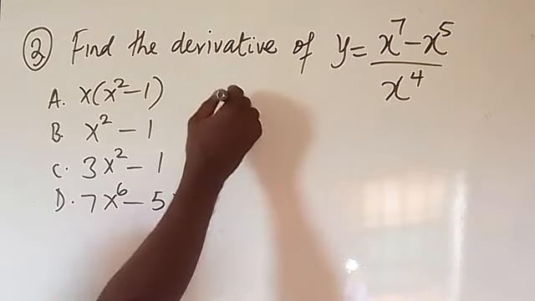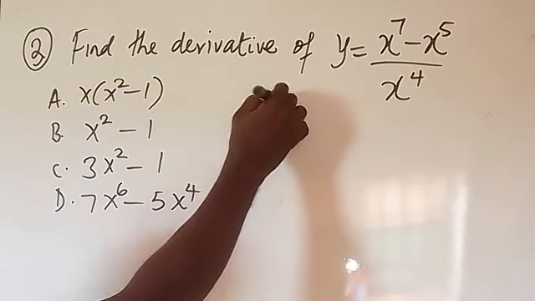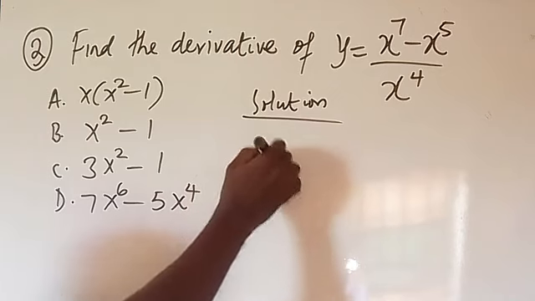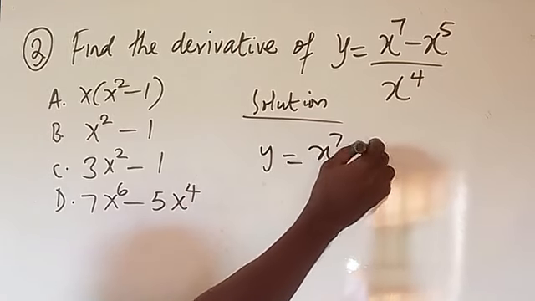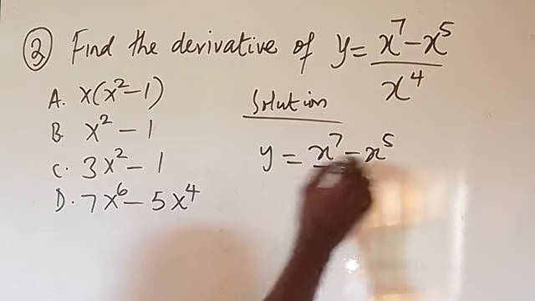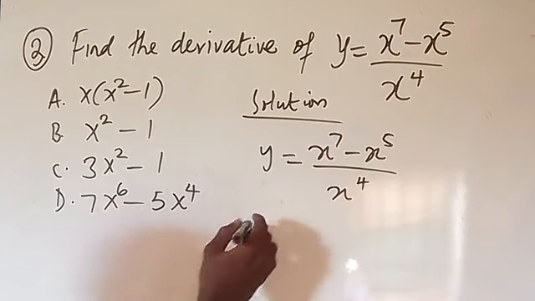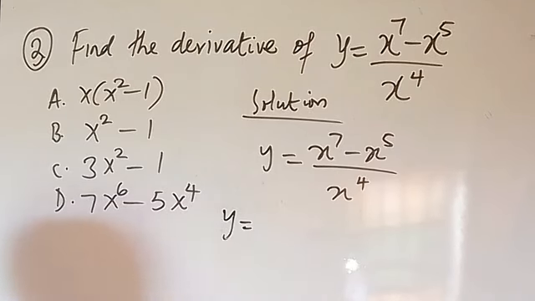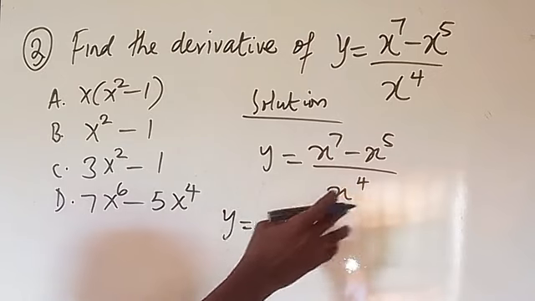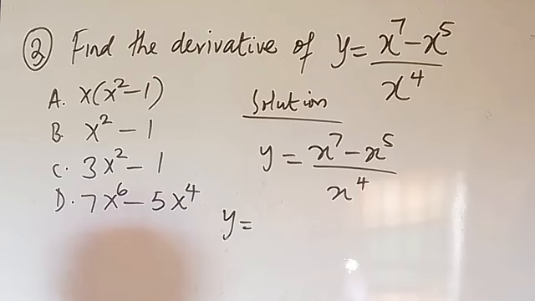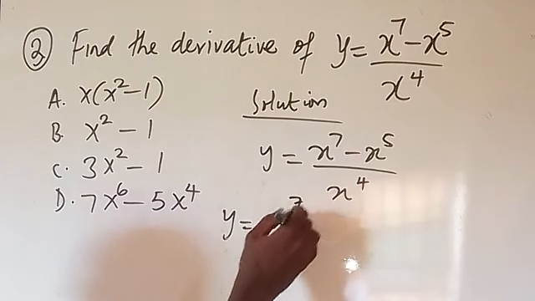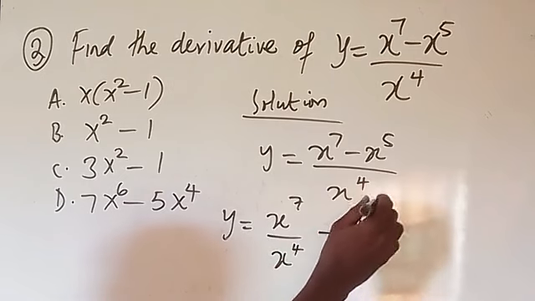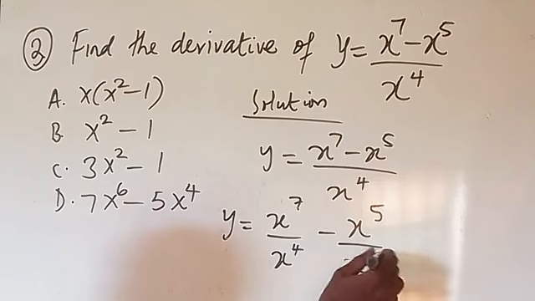So now here, solution. Since we have y to be x to the power of 7 minus x to the power of 5 over x to the power of 4, before differentiating this function, let us reduce it to its simplest form. We can split it as x to the power of 7 minus x to the power of 5 divided by x to the power of 4.